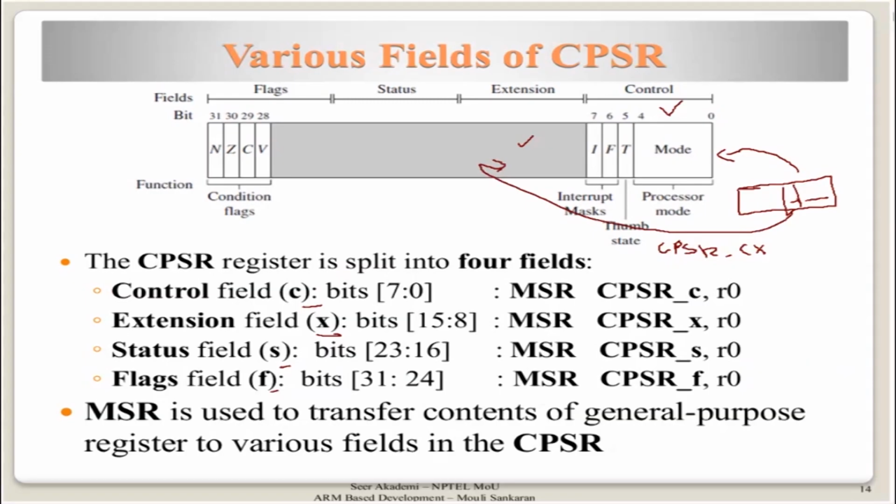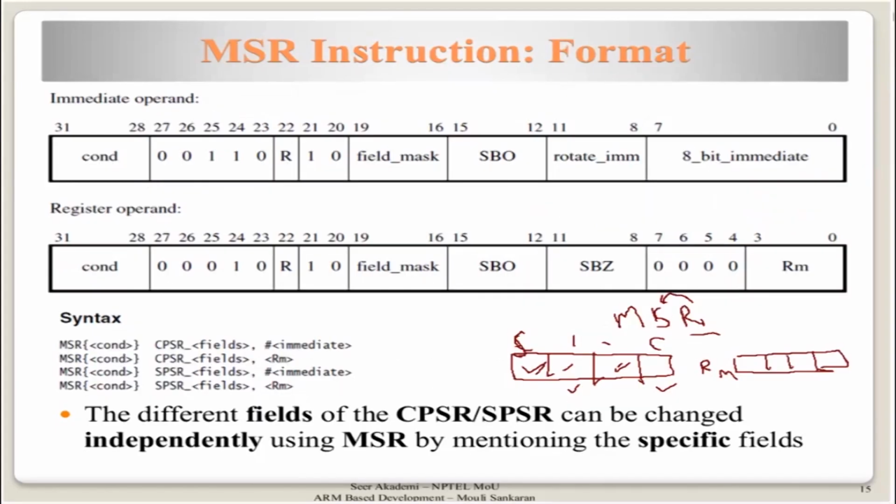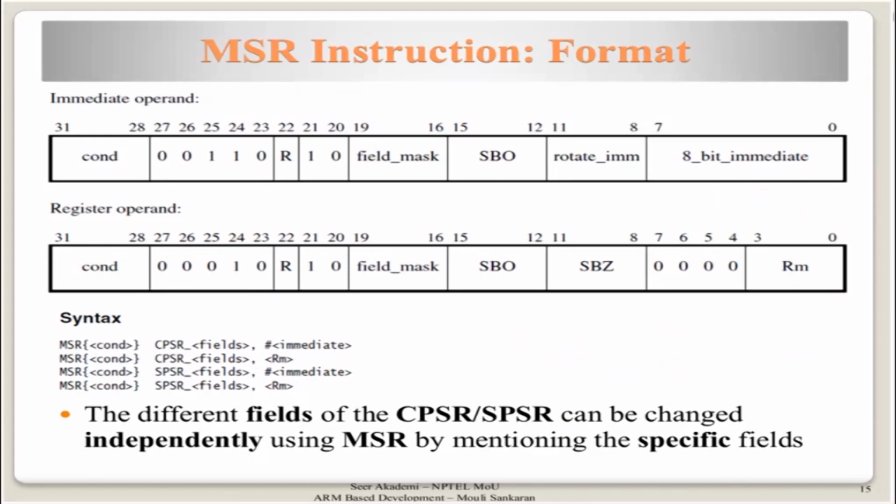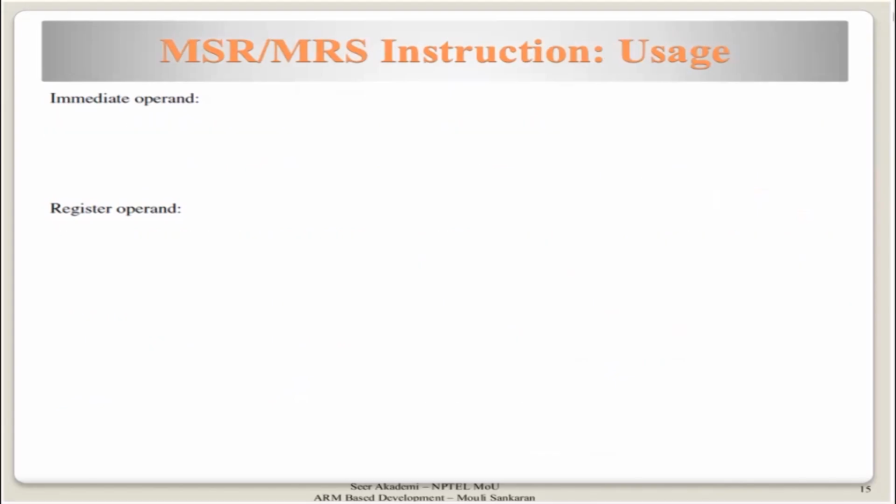Okay, so you can in fact say that I am interested in changing all of them. That is also allowed. So that's why they have provided this, but you can mention a unique value in those registers and then transfer it. But please remember, in ARM7 TDMI you are not allowed to change these contents. These status and extension fields are not used in the ARM7 TDMI processor. Okay, so I hope this is clear to you. Let us take an example so that you understand exactly how it happens.